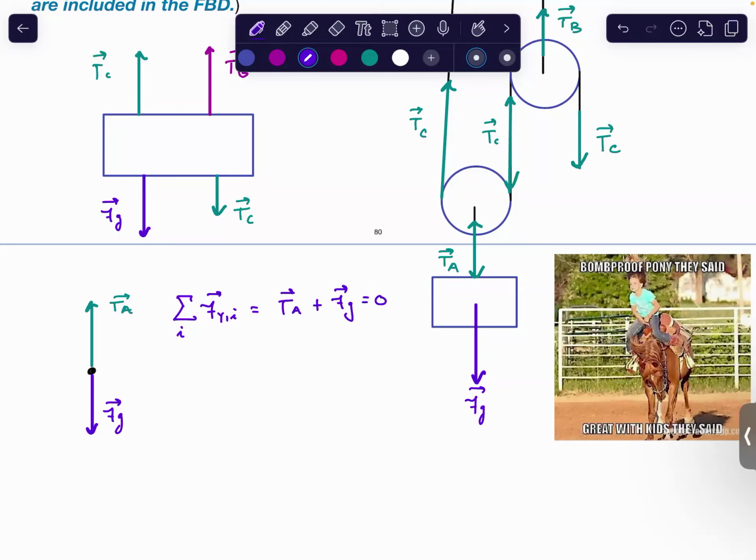Equilibrium system. Now, the tension A is pointing up, so it's going to be positive. The gravitational force is pointing down. The tension A equals the gravitational force. And so that's going to equal 1,804 newtons.